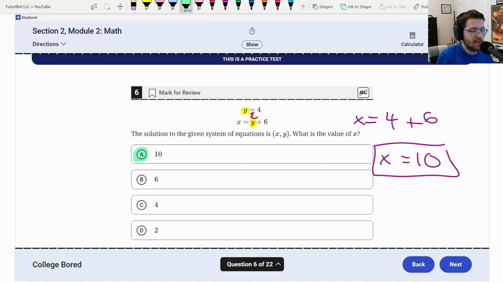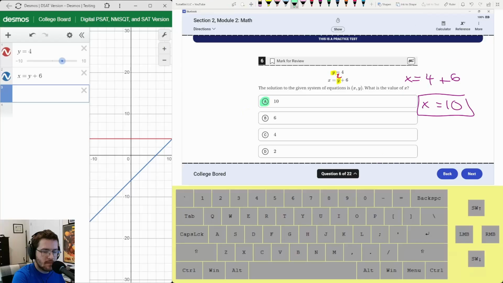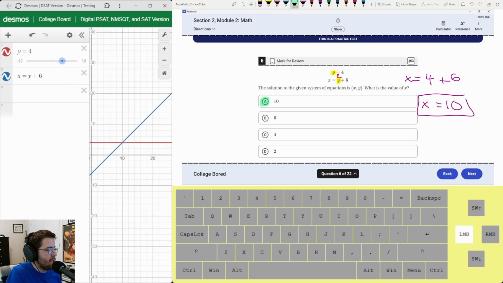We can also do this on Desmos super quick. Let's go do that. Okay, so I just typed in the equations verbatim. I'm going to zoom out a little bit so that I can see the point of intersection. I double click on it, and I see the x-coordinate of the point of intersection is 10.